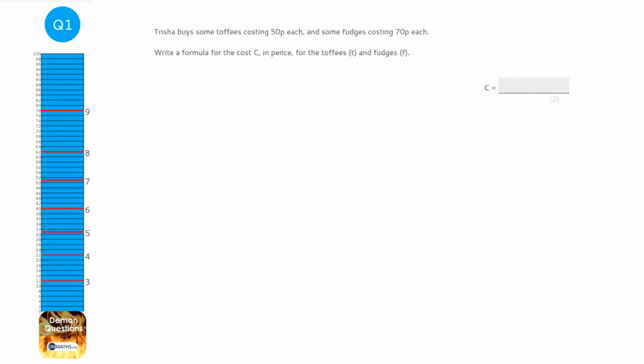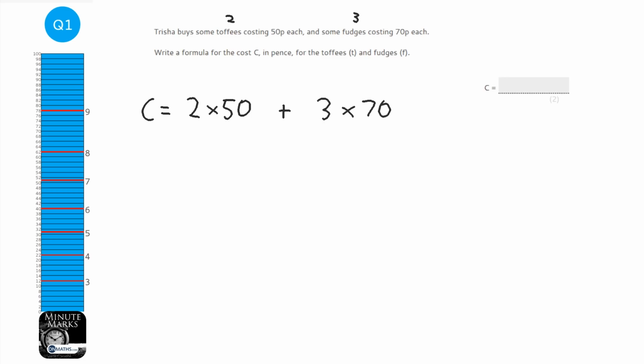Okay, for this question, we're asked to find the cost of the toffees and the fudges. Now, if we imagine that we had 2 toffees and 3 fudges, how would you work this out? Well, the cost would be 2 times 50p, and then we would add 3 times 70p. The problem is that 2 and 3 I've just made up, so that's not going to be the answer to this question. What it says though is that it wants toffees to be called T and the amount of fudges to be called F.